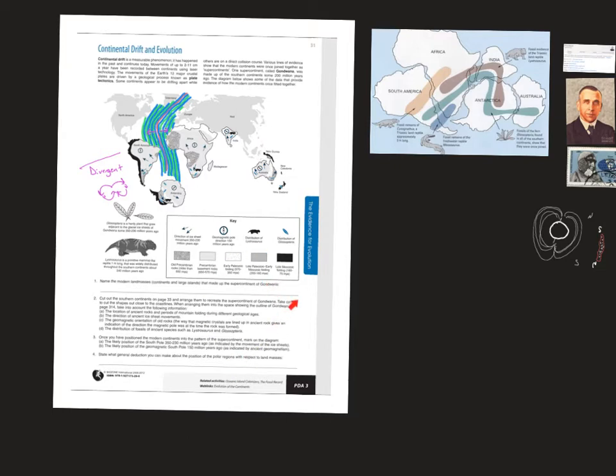So go ahead and take a look at this, cut it all up, put it together, and hopefully you'll understand what continental drift is. All right, have a good one.